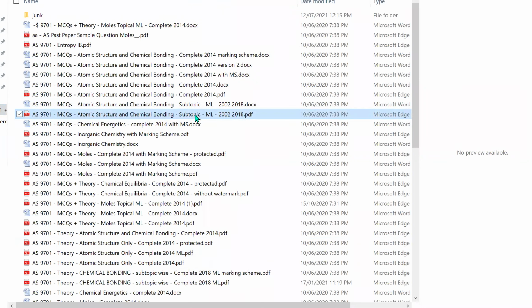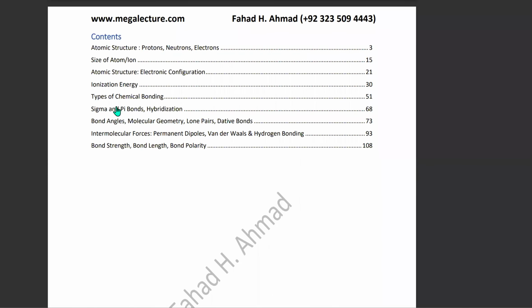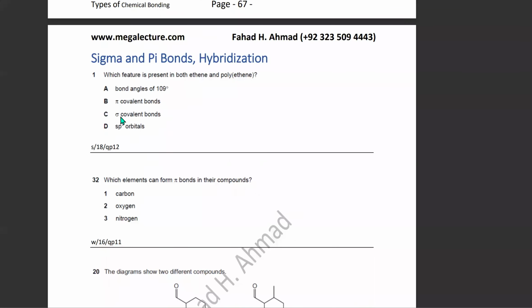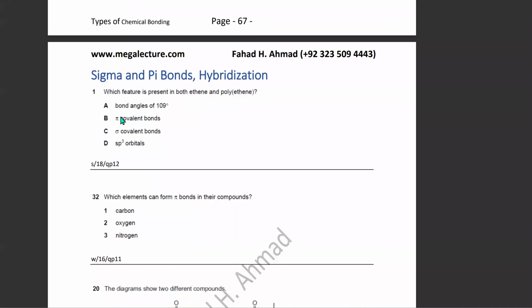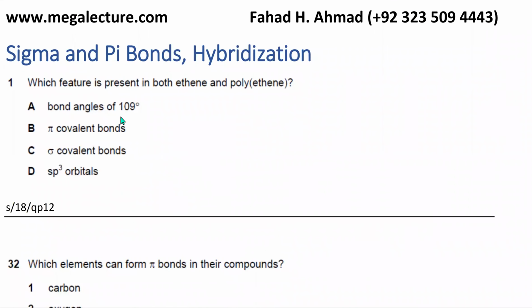So we've done sigma and pi bonds, sp3, sp2 hybridization. We've also done the shapes of molecules. Okay, so we're going to revise those by doing questions about them. So first starting with sigma and pi bonds. So I'll just do a couple of questions at the moment.